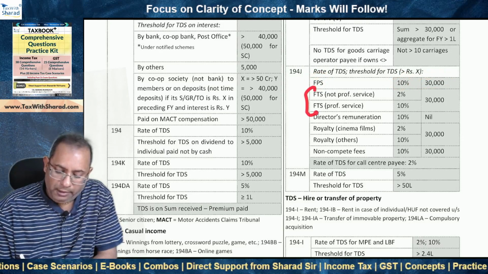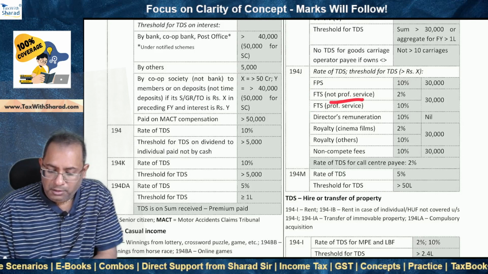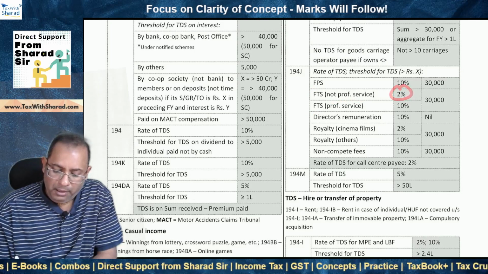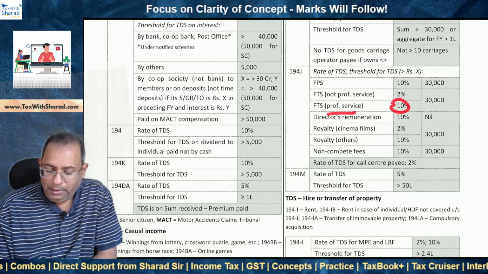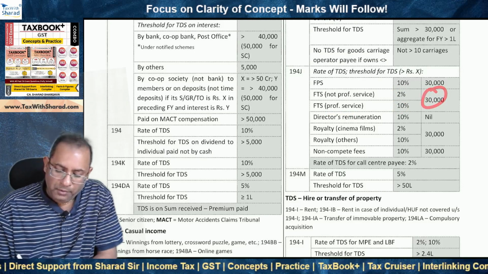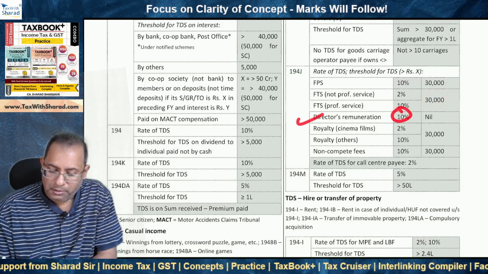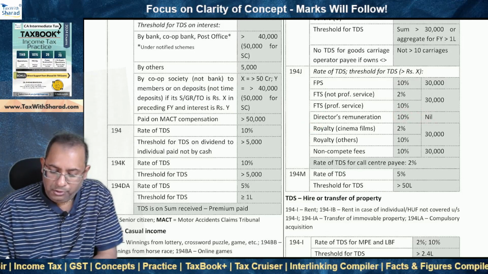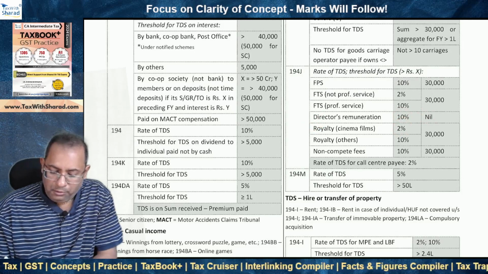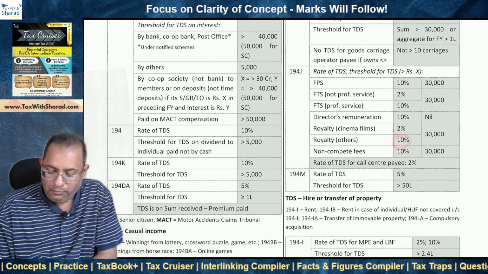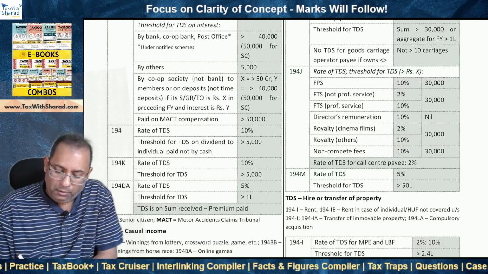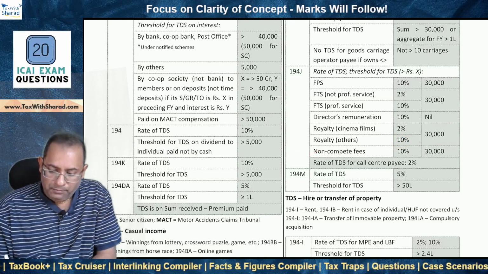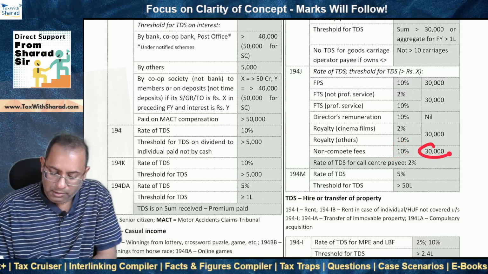In the case of fees for technical service, not being professional service, the rate is 2%. Being professional service, rate is 10% and threshold for FTS is 30,000. For director's remuneration, rate is 10%. There is no threshold. For royalty, in case of cinematographic films, rate is 2%. For other cases of royalty, the rate is 10%. And in case of royalty, the threshold is 30,000. Non-compete fees, the rate is 10% and the threshold is 30,000.